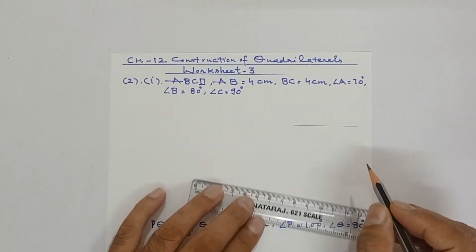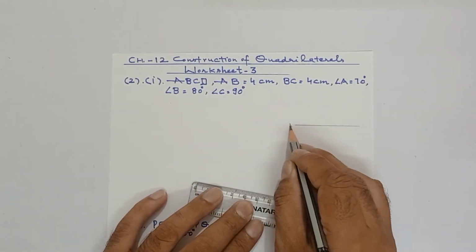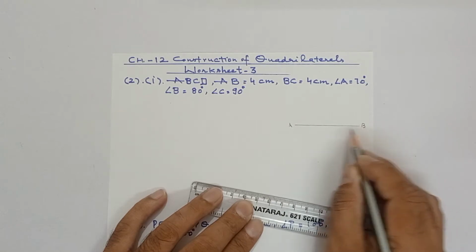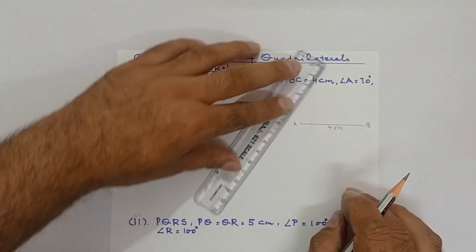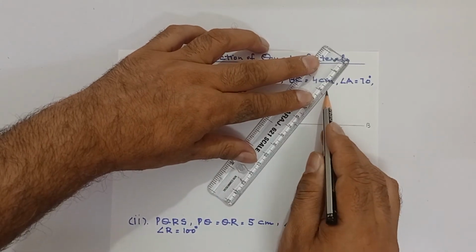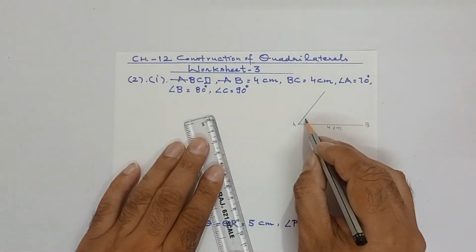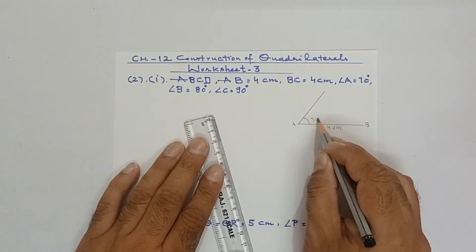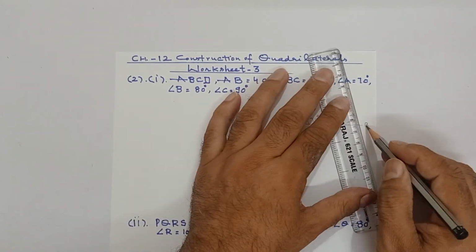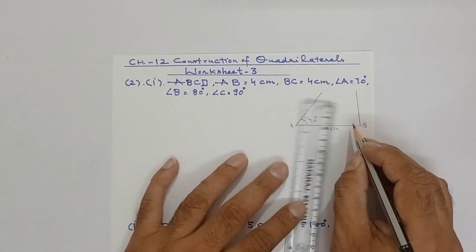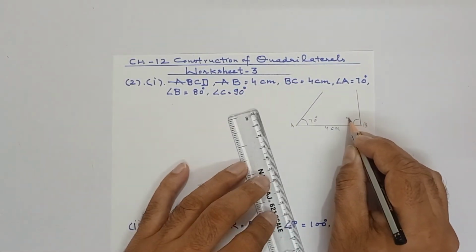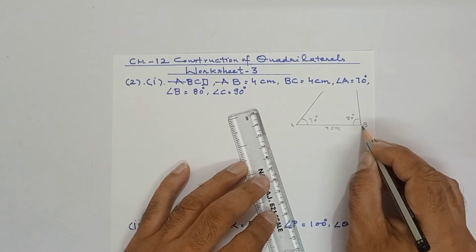See here, I have taken AB 4 centimeter. Then on point A, we need to make 70 degree with the help of protractor. It will be made. It will come like this. Angle A 70 degree. And angle B will be 80 degree. It will come slightly inwards this way. This is 80 degree. Then BC is given 4 centimeter.